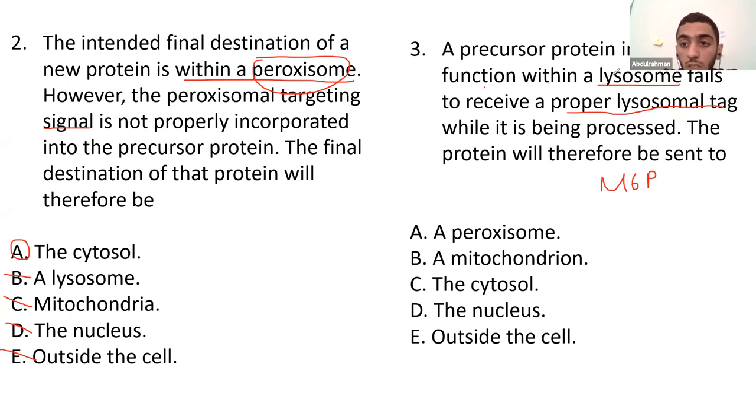Now, this enzyme fails to go to the lysosomes. So where will it be sent to? The peroxisome, or the lysosome, requires the endoplasmic reticulum pathway, right? Peroxisome requires the cytosol pathway, so it's wrong. Mitochondria is the cytosol pathway. Cytosol is also the cytosolic pathway. The nucleus is the cytosolic pathway. And then the only answer that would be here is going to be the outside the cell. Because if it fails to go to the lysosome, it would be sent outside the cell because it doesn't pass, or it begins its way to the endoplasmic reticulum pathway.